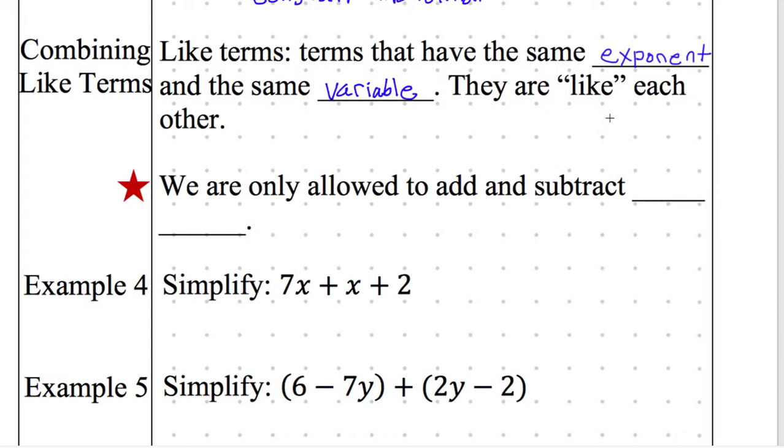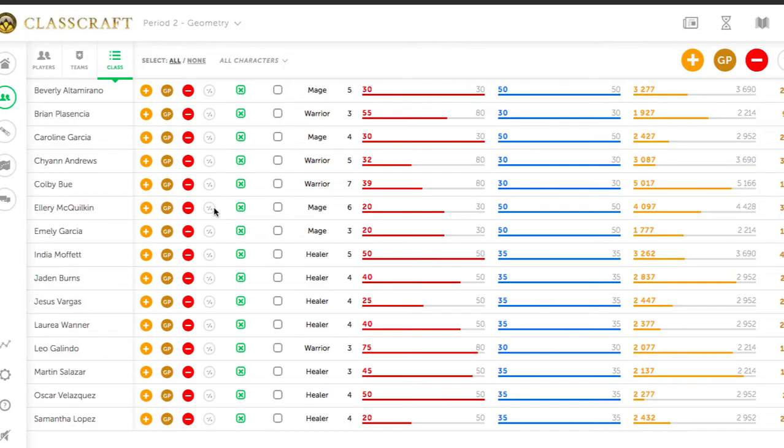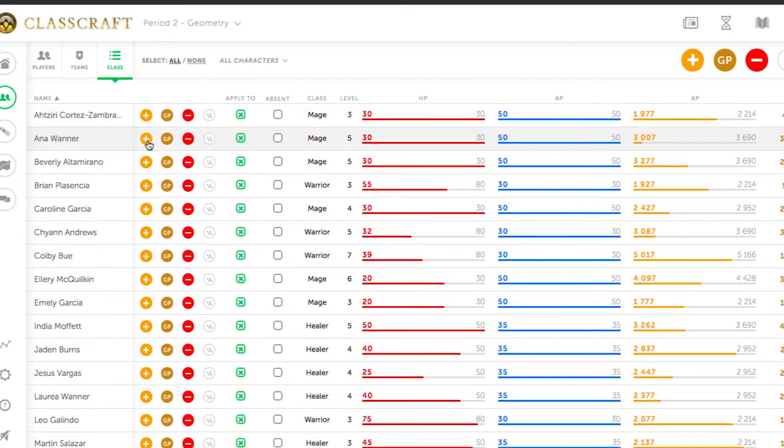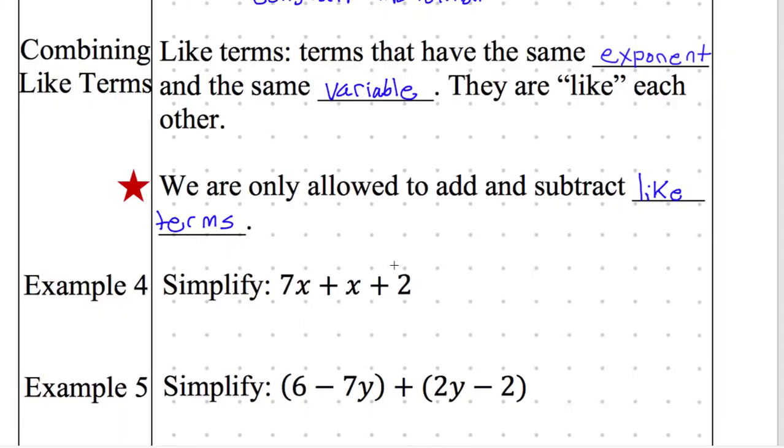All right. And here's the key thing. We are only allowed to add and subtract. Use that word that we just defined. Someone, quiet raise hand. What did we just define? What is that term that we just defined that I'm writing down? Anna? Like terms. There it is, like terms. Thank you, Anna. If they are like terms, if they have the same exponent and the same variable, then we can add them.